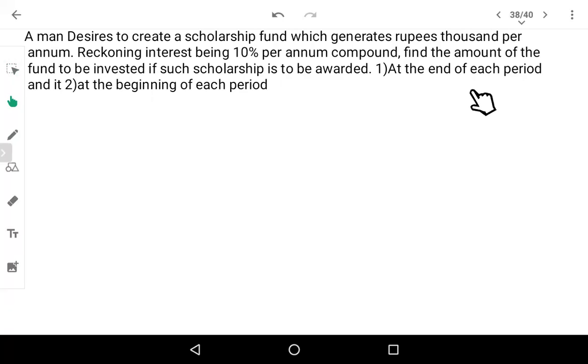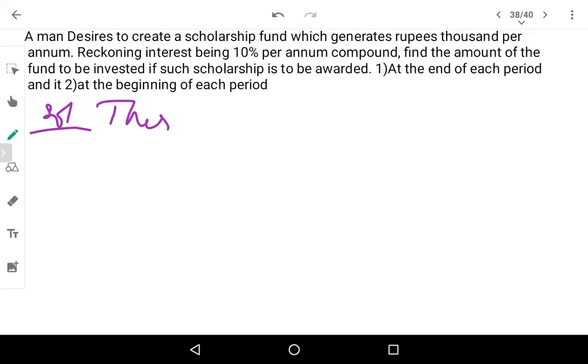Now, how do we decide perpetual annuity? Look at the scenario in the question. He is desiring to have a scholarship, so even after that person dies, from the scholarship fund, they can keep giving the amount. So that is the indication that this problem is a perpetual annuity problem. So let us start solving this.